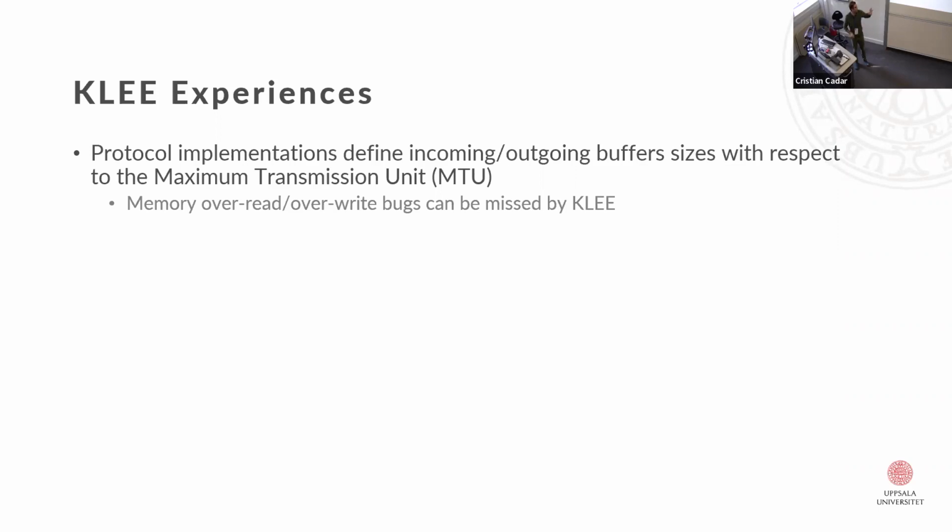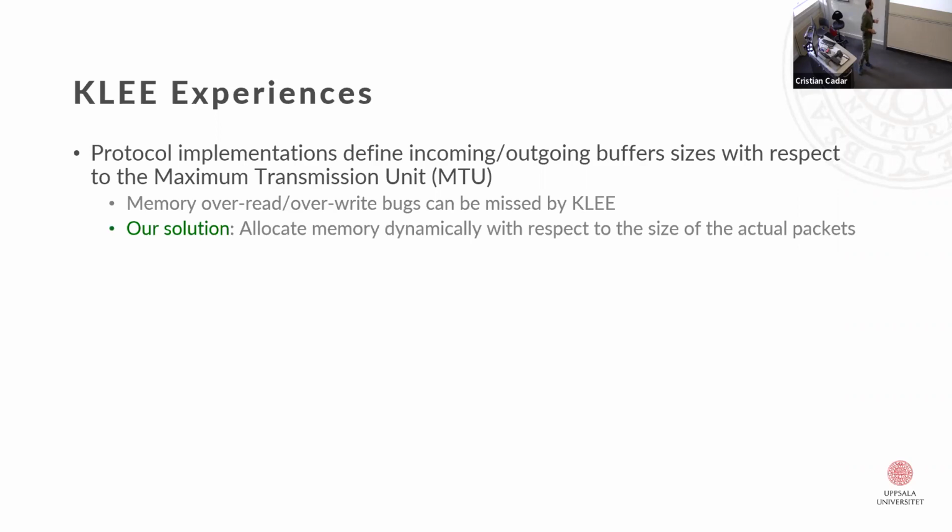if you make some part of this message symbolic and you have an out of bound overread or write beyond those 100 bytes, KLEE cannot identify that for an obvious reason, because the boundary of the buffer is 1,000 bytes. But you have somehow an overread here, I would argue, because it's over the boundary of the message that is sent. So to solve this, we just allocate memory dynamically with respect to the size of the actual packet whenever we receive it.